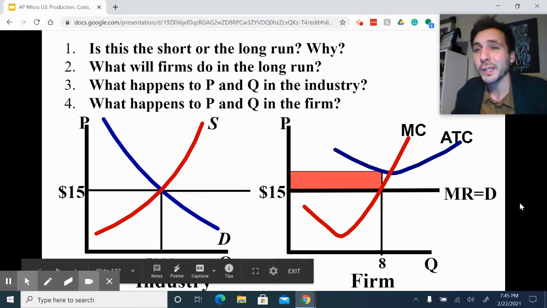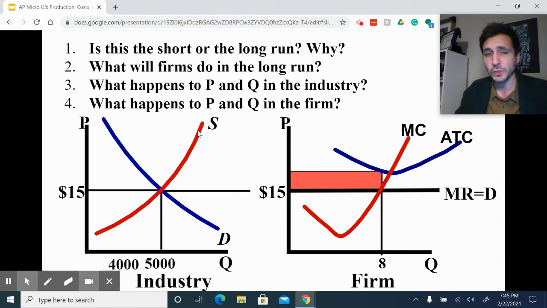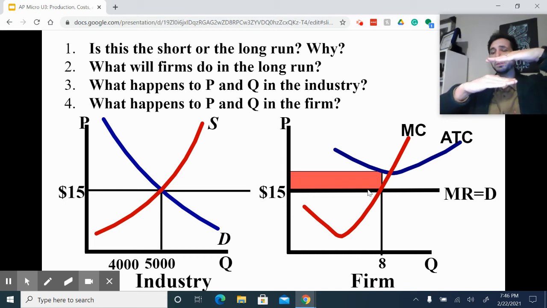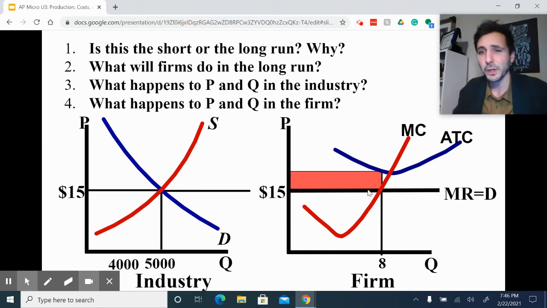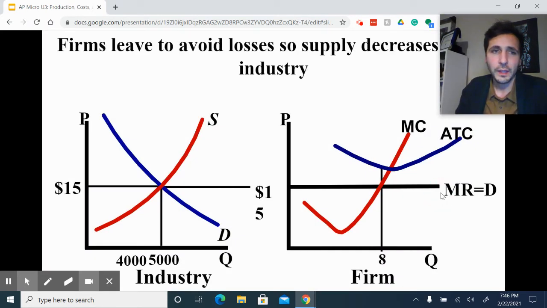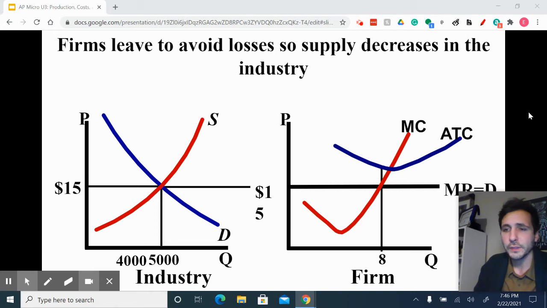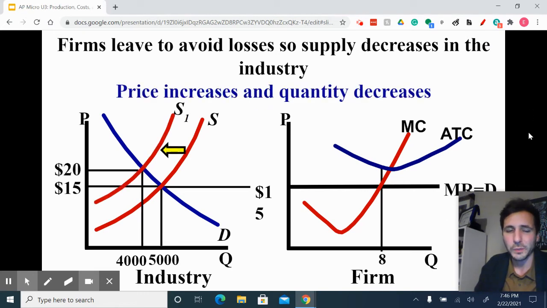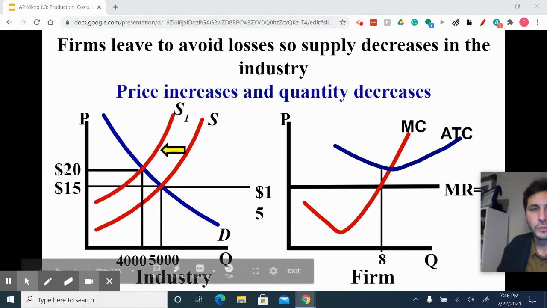When they leave that market, what happens? Well, we know when firms leave, do we have more supply or less supply in that industry? Well, we're going to have less. When supply shifts left, what happens to price? Price is going to rise. When price rises, it's going to squeeze out those losses. Profits are going to rise for all the firms until we get to zero economic profit. It looks like this. Firms leave to avoid losses. Supply decreases. When that happens, the price goes up.